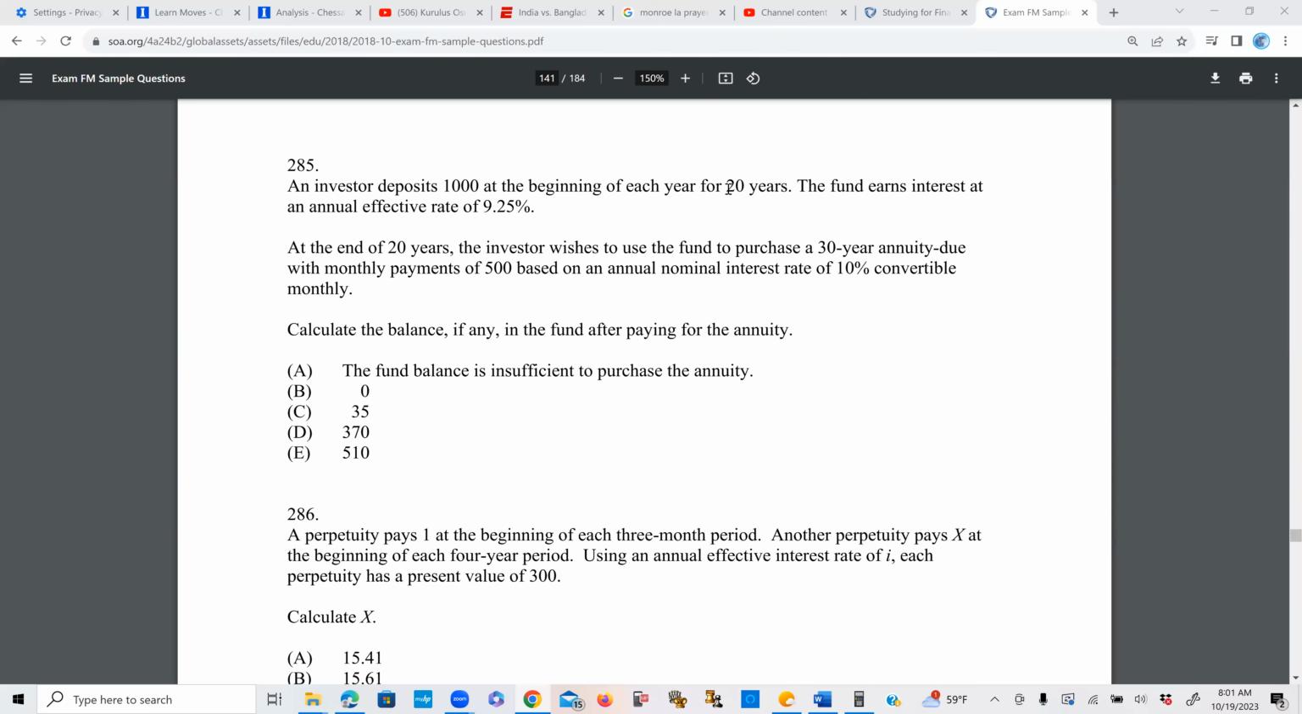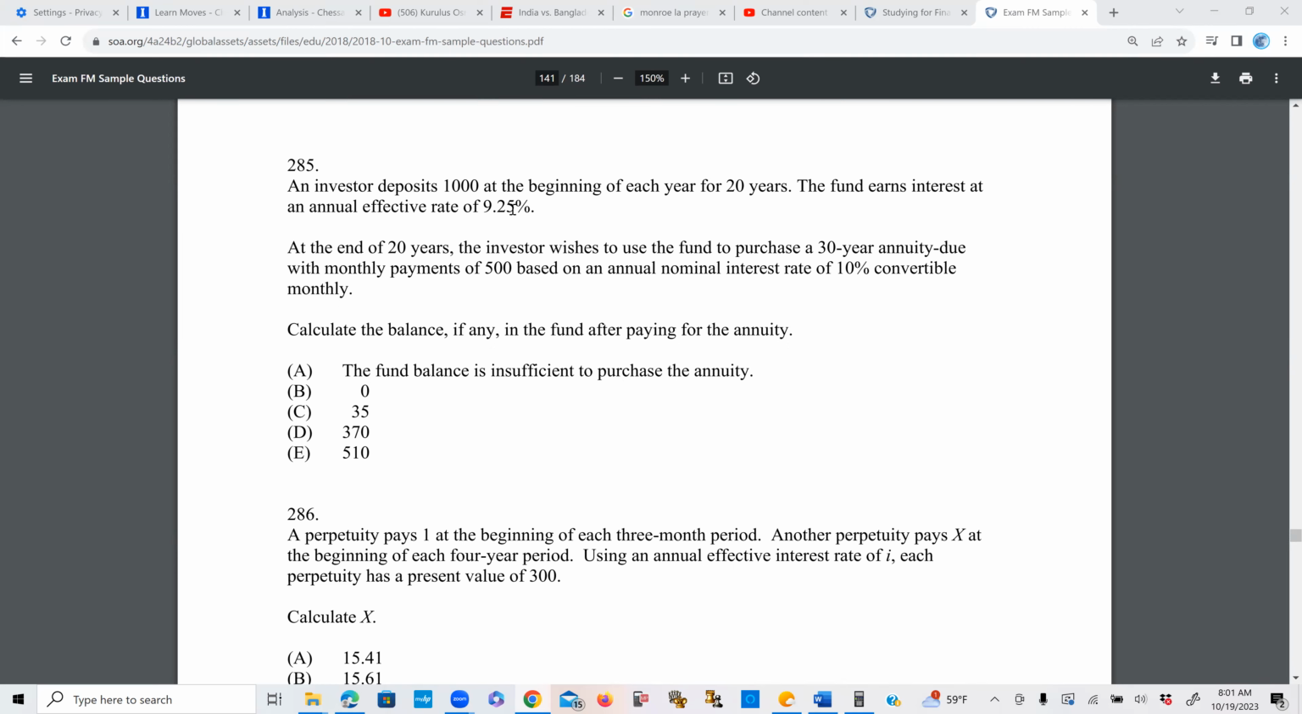An investor deposits 1,000 at the beginning of each year for 20 years. The fund earns annual effective 9.25%. At the end of 20 years, the investor wishes to use the fund to purchase a 30-year annuity due with monthly payments of 500 based on nominal 10% convertible monthly. Calculate the balance, if any, in the fund after paying for the annuity.